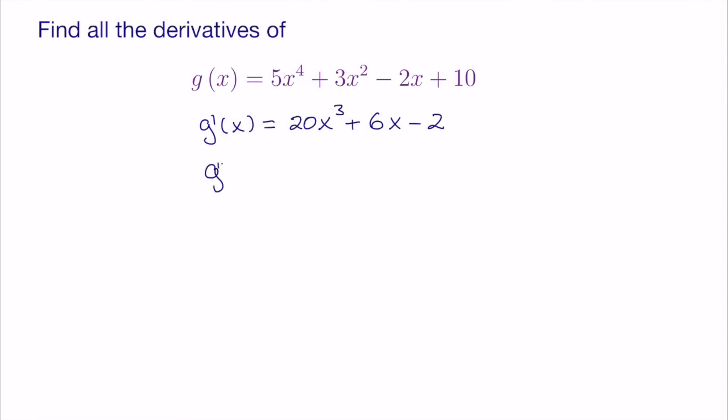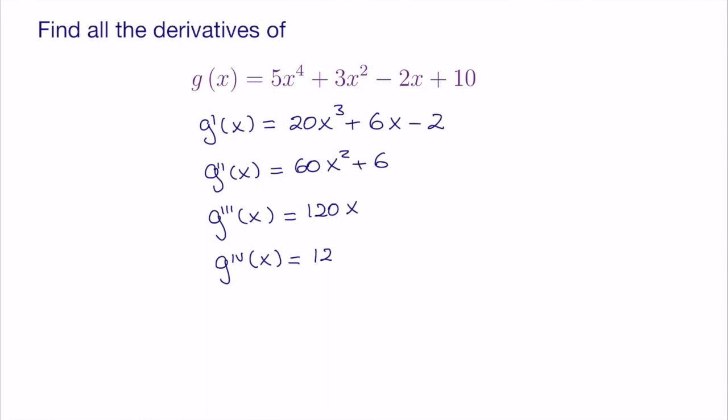The second derivative is going to be 20 times 3, so 60x squared plus 6. You see how it's lowering? The third derivative is going to be 120x. The fourth derivative is going to be 120. And the fifth derivative is going to be 0. So we found all derivatives of g.